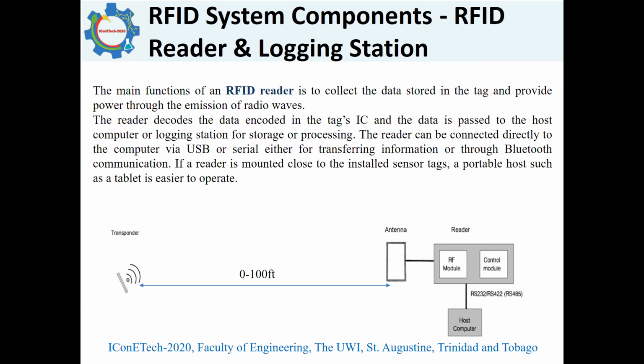Right, the reader decodes the data encoded in the tag's IC, and the data is passed to the host computer or login station for storage and processing. The reader can then be connected directly to a computer, or if you want to have wireless communication, Bluetooth communication is an option. If the reader is mounted as a fixed reader, it must be close enough to sense the tags, and that reader now must be somehow connected to your host computer.